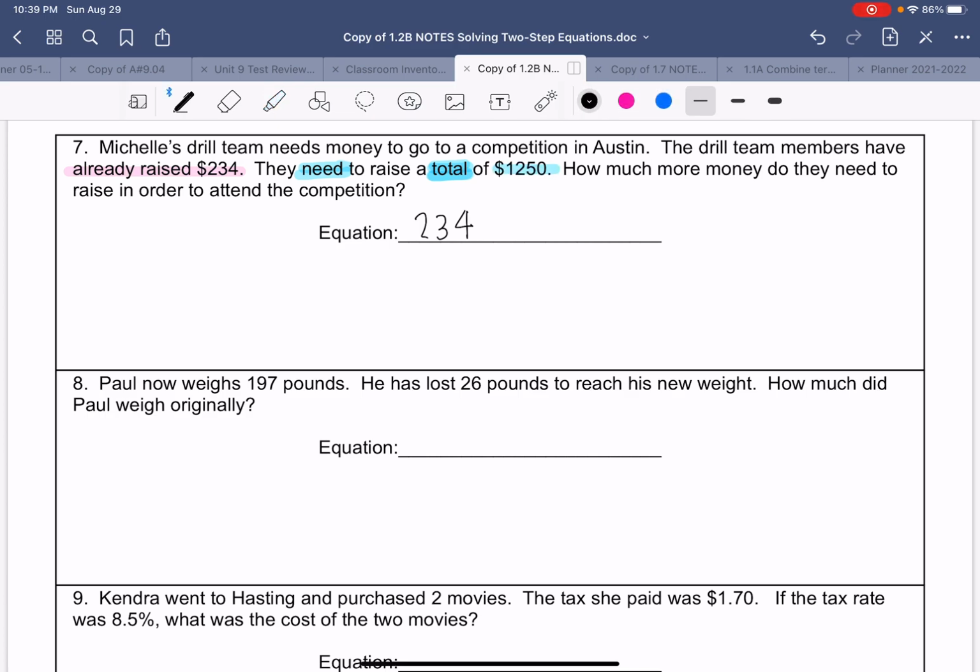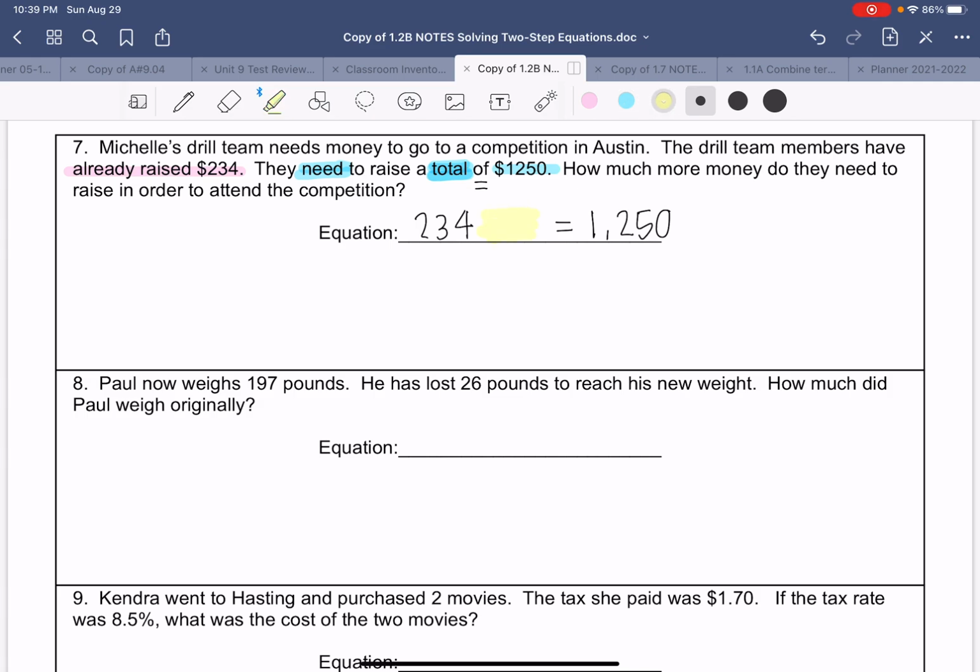So when I think of the word total, I think of equals to. So on my other side of my equation, I'm going to put 1,250, because that's the goal. That's the end goal. That's the total amount equals to this. So my question is, what goes here?